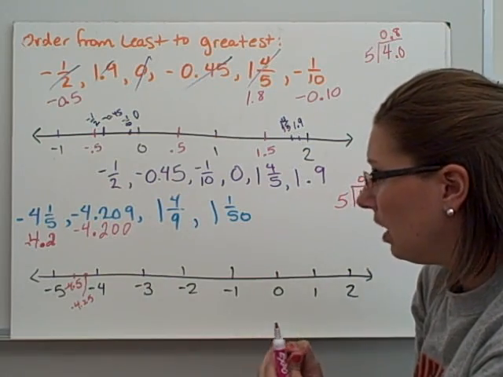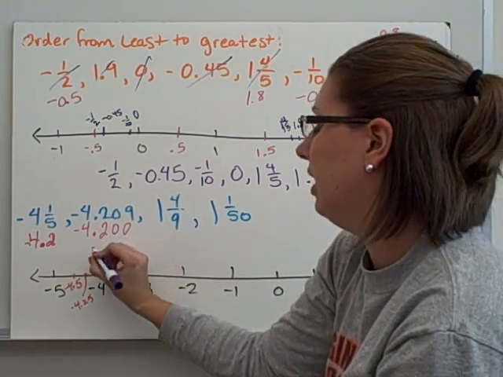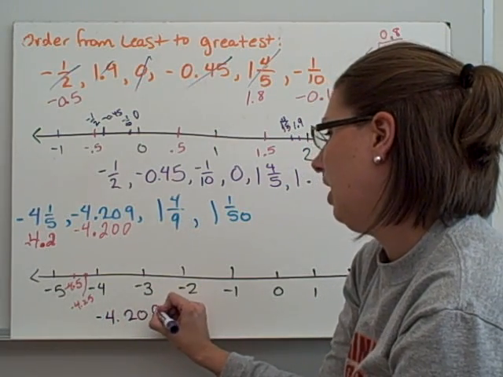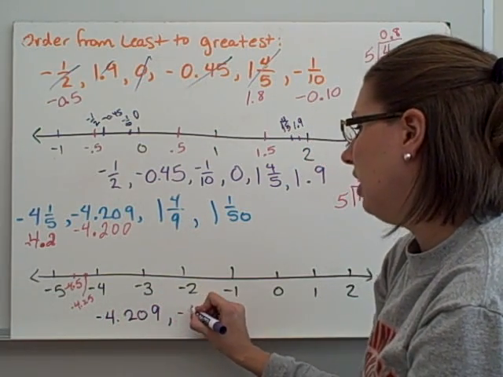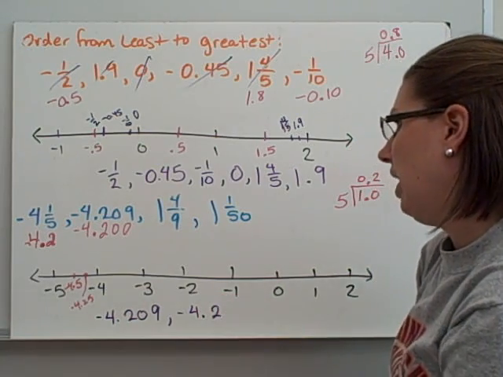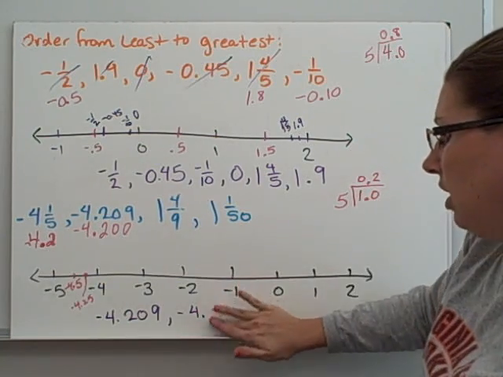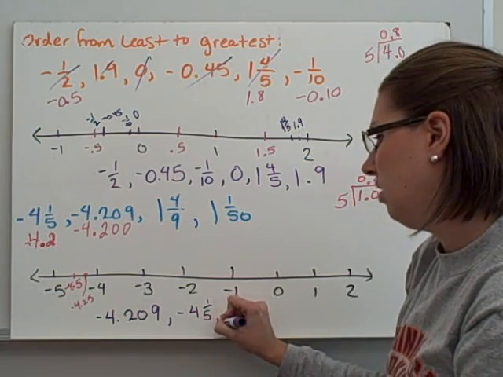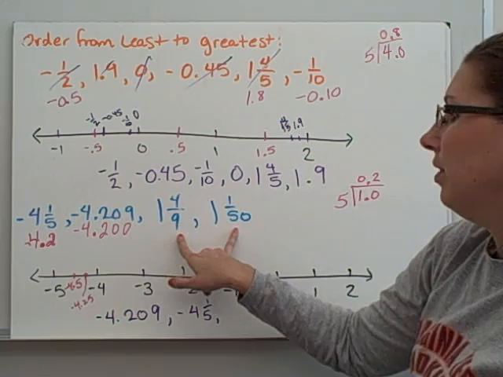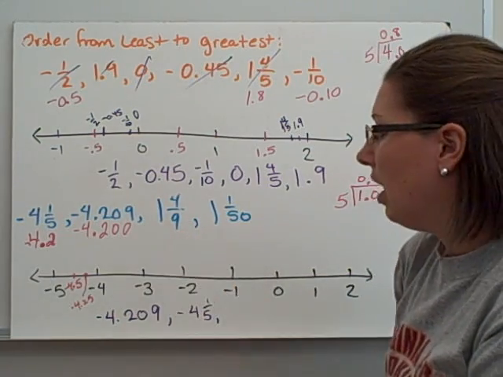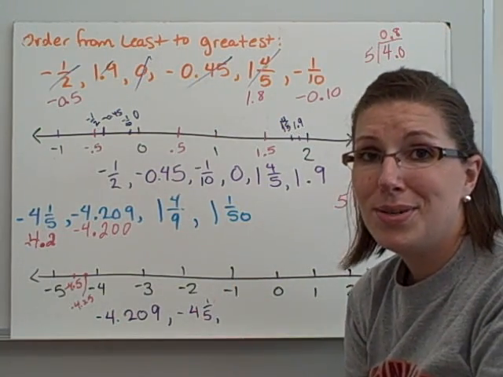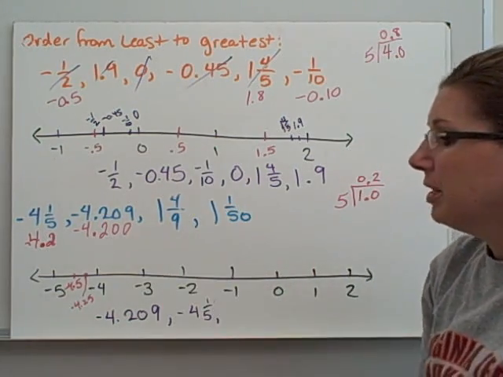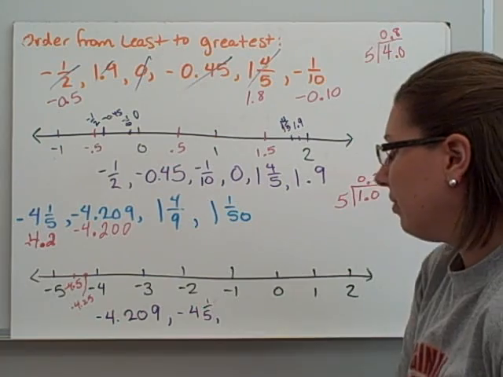So this one is the smallest, I'll write it down here, -4.209. Then -4.2. Actually, it wasn't 0.2, it was -4 1/5. Remember, rewrite them as their original. Whew. Then I need to compare these two. These two are easier to compare. I'm actually not going to convert them to decimals. I know that kind of goes against what I'm saying, but I'm going to use some estimation to help me.